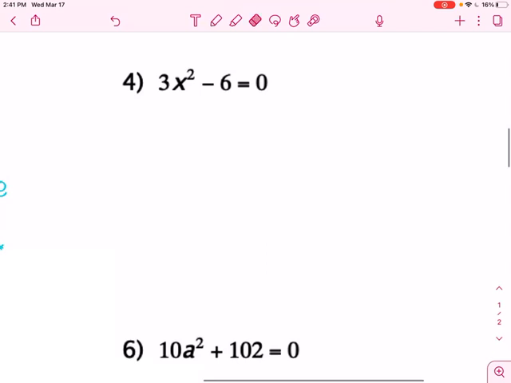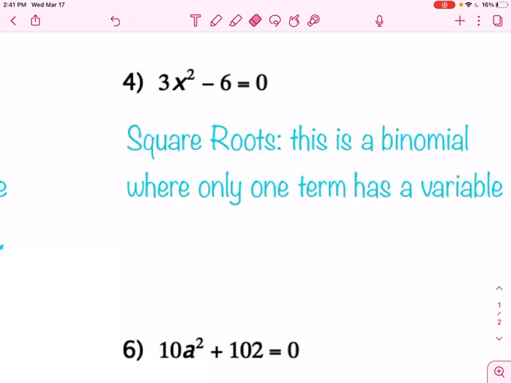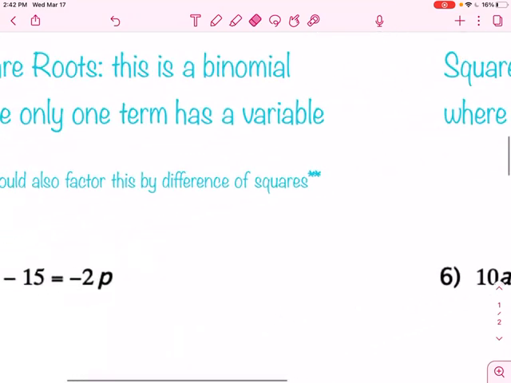For number 4, this one is definitely square roots. All right, you have a binomial. That second term does not have an x, does not have a variable with it, so you would have to use your square root. So you would move the 6 over, divide by 3, and then get rid of that x squared with your square root symbol.